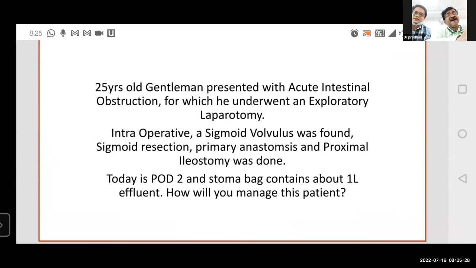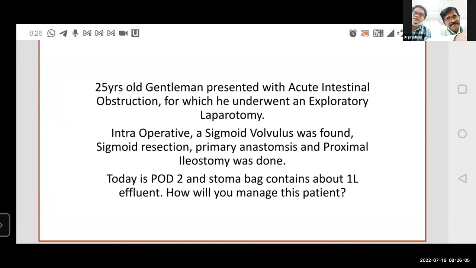Tell me the ideal site for creation of a stoma. What is a stoma triangle? Stoma triangle is the line joining the umbilicus, pubic tubercle, and the anterior superior iliac spine. Good. So this is a triangle where the ideal stoma should be. And while you take the stoma out from the abdominal wall in this triangle, what should be the exact ideal site? Should it be outside the rectus sheath, or through the rectus sheath? Sir, it should be through the rectus sheath. Good.